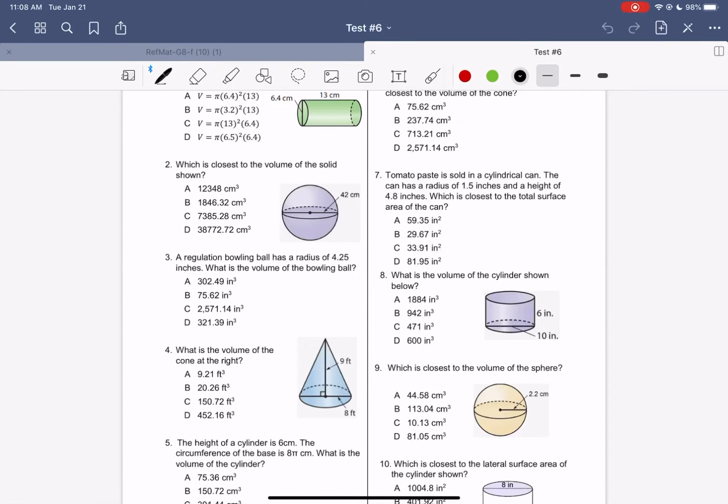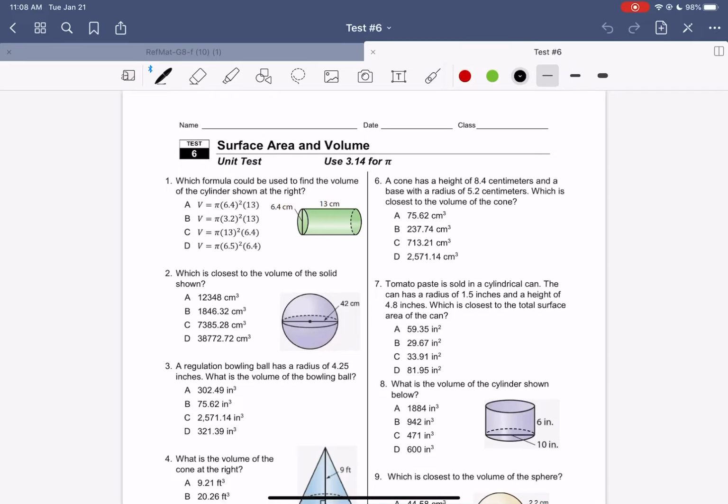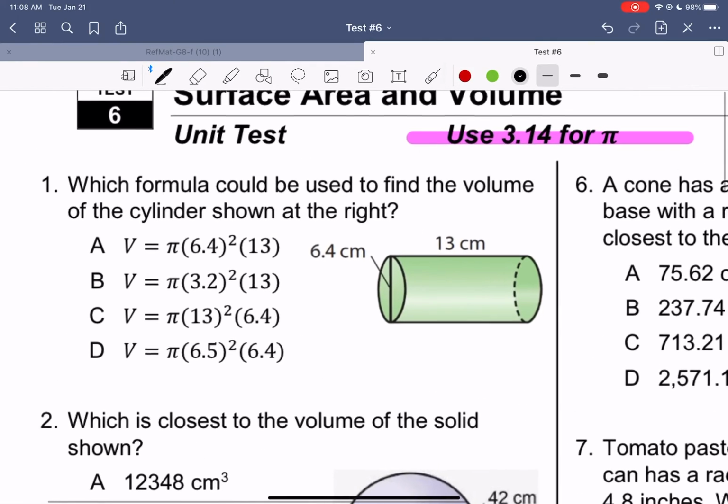All right, so this is our most recent test that we took, and just pointing out, we're going to be using 3.14 for pi as we go throughout this video. I'm going to zoom in on number 1.